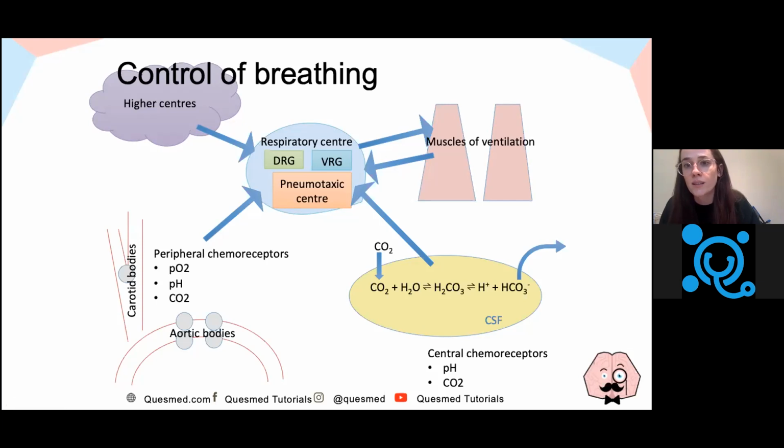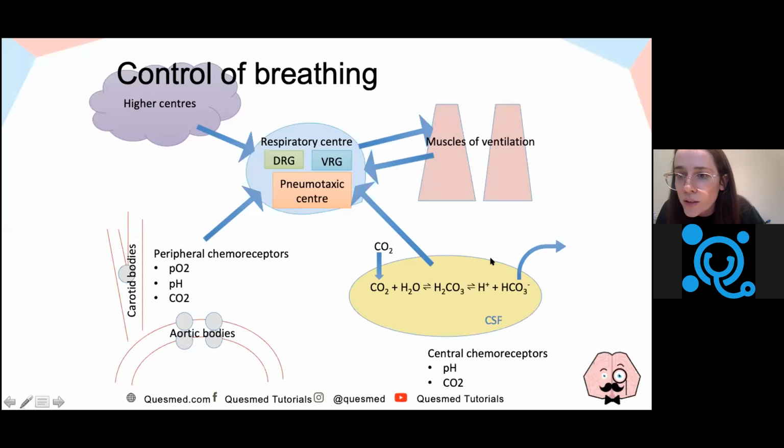And this is why we talk about, in disease states such as COPD, that the oxygen content of the blood becomes really important, because we can't respond to high levels of carbon dioxide anymore. Okay. So, does that all make sense?